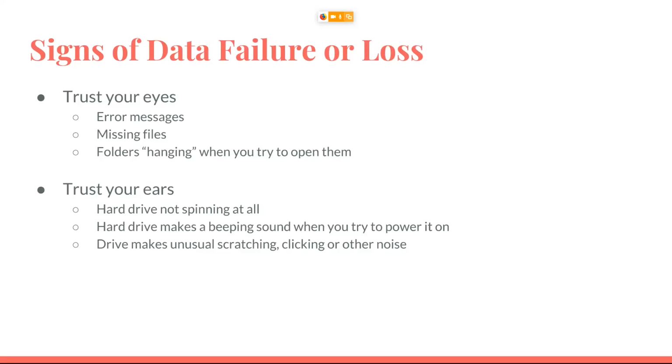Listen to your hard drives. If they're not sounding normal, something's happening. It's as simple as that. If they're not spinning, if they make beeping noises, if there's scratching, if there's clicking, these are all signs that something with your hard drive is not functioning as intended, and that you should look to copy over your files or look for data recovery options as soon as possible.